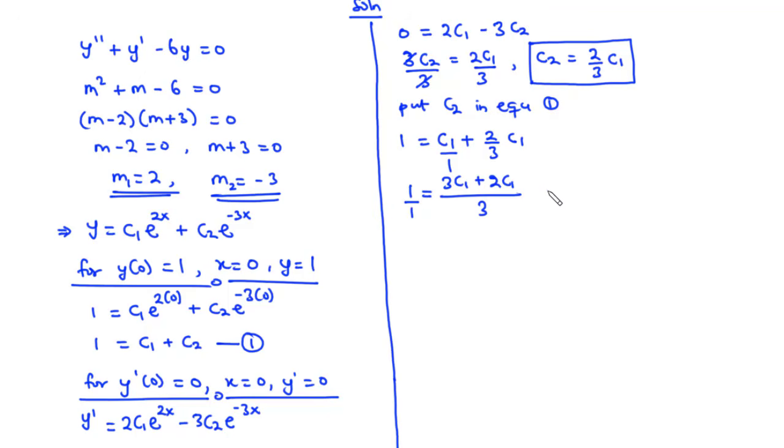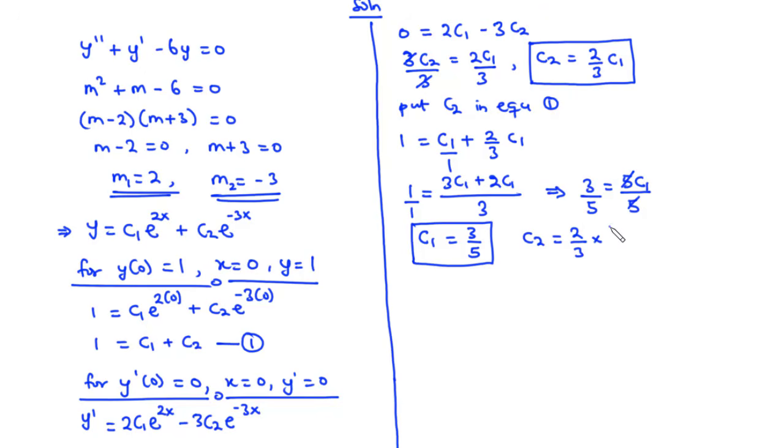So we cross multiply, and then we have 3 on the left hand side equals 3c1 + 2c1, which is equal to 5c1. We divide through by 5, and you realize that c1 is equal to 3/5. So this is the value of c1. And then c2 is equal to 2/3 times c1, so 2/3 times 3/5. This cancels out this.